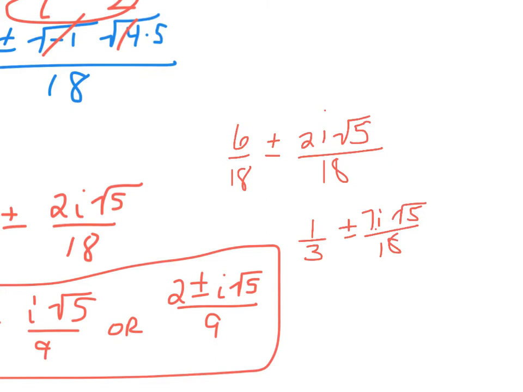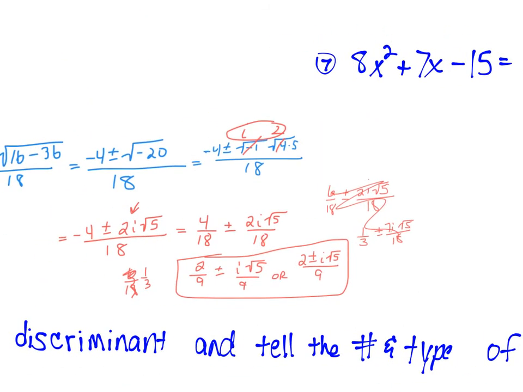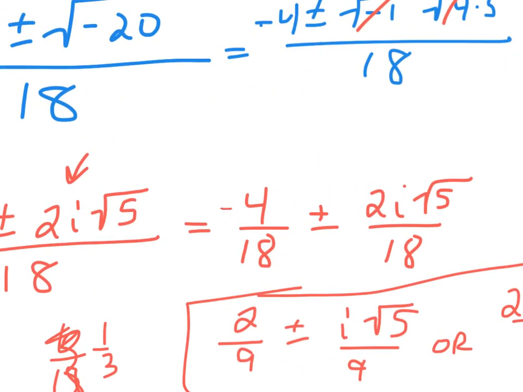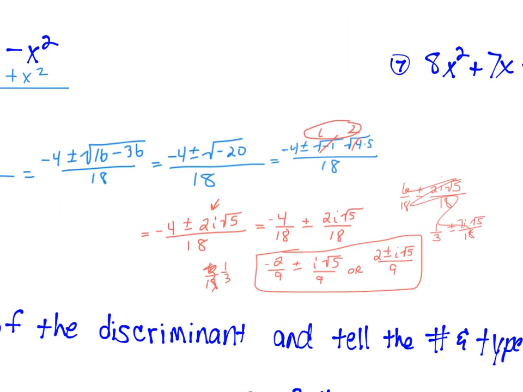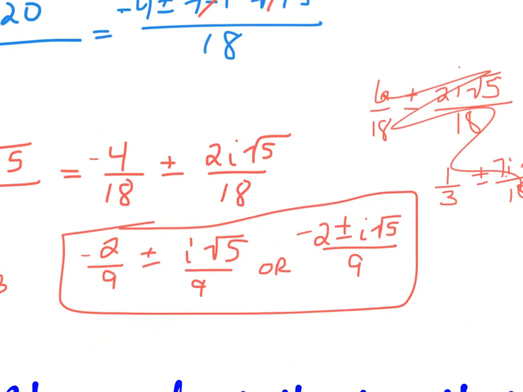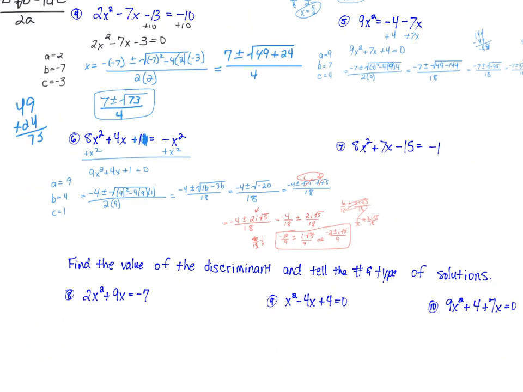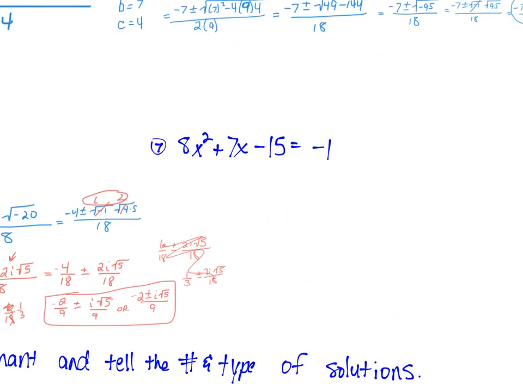Yes, ma'am? Why does the negative on the 4 carry down? Why did what? The negative 4 in the beginning, so it's negative 4 plus or minus. Oh, I just forgot it. Sorry. Thank you. Thank you, ma'am. My apologies. Thanks, Josh. Appreciate it. You're always so forgiving.